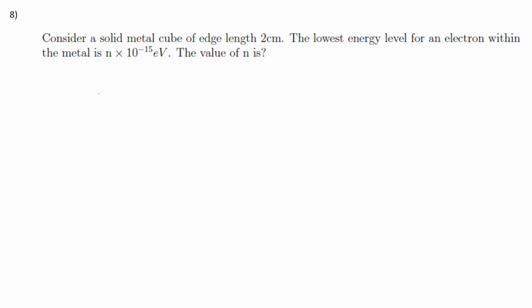Let us go to the next question. You are given a solid metal cube of edge length L equal to 2 centimeter. The lowest energy level for an electron within the metal is some number N times something. Here this N is some number, it may not even be an integer. So how do you calculate this number?